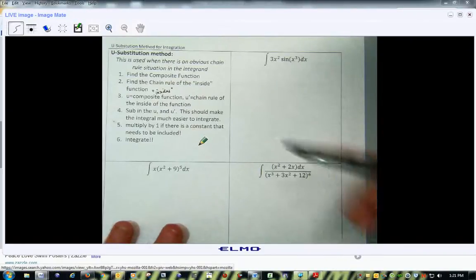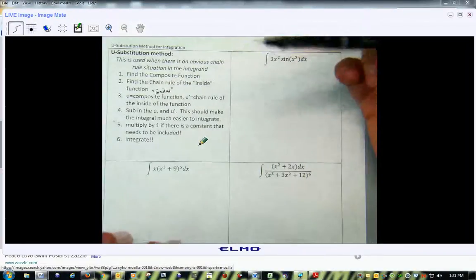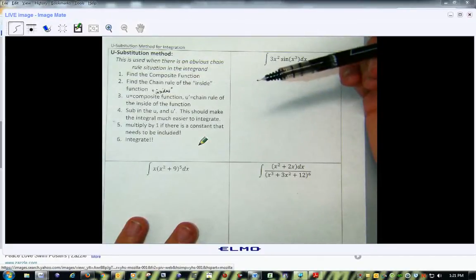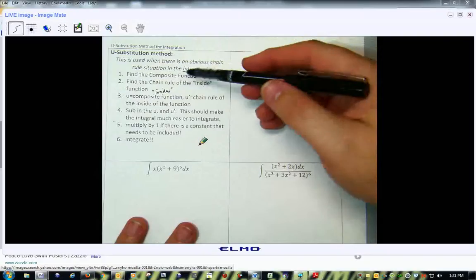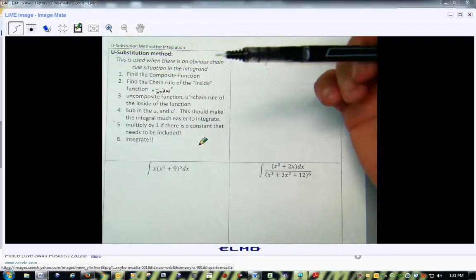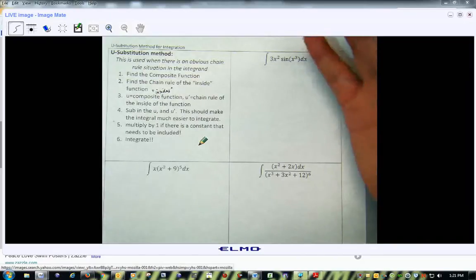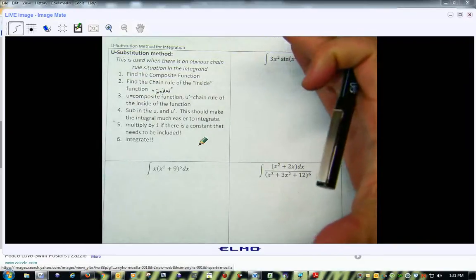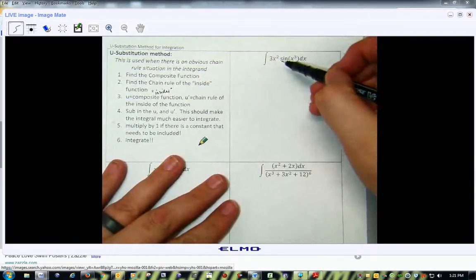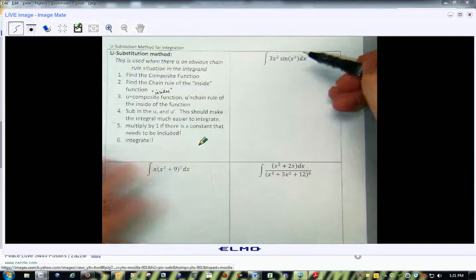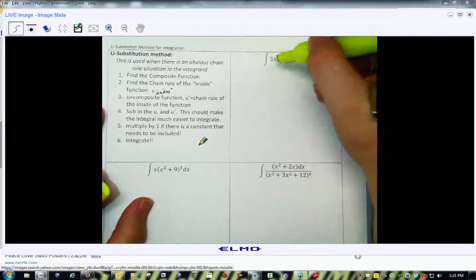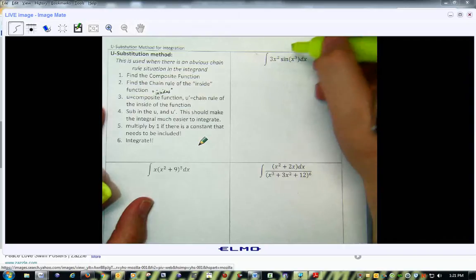So for u substitution, the first thing you have to do is look for the composite function inside of the integrand. Since the composite function is two different functions put together, there's going to be an outer function and an inner function. With our first example here, 3x squared times the sine of x cubed, which one do you think is the composite function? Is it the 3x squared or is it the sine of x cubed?